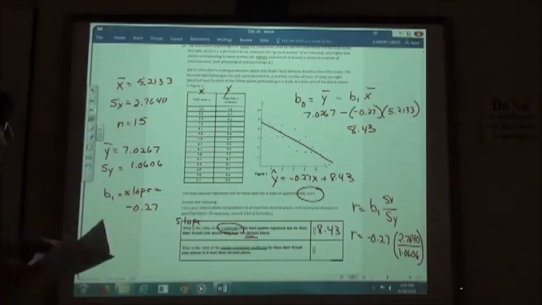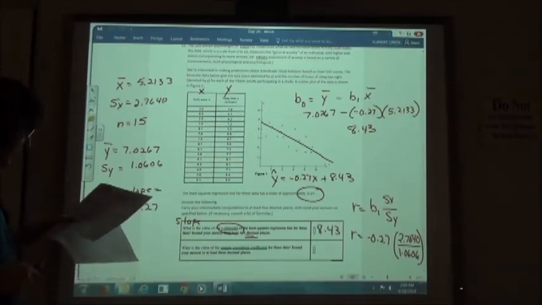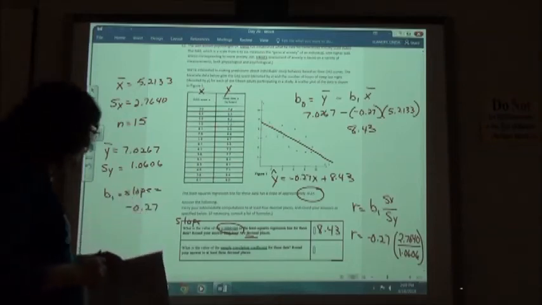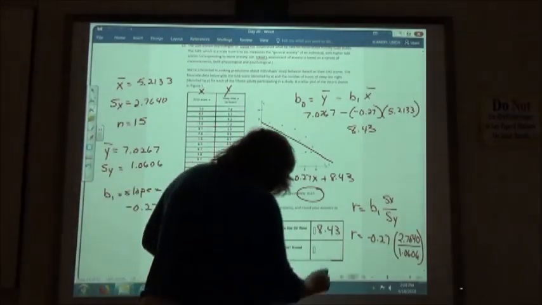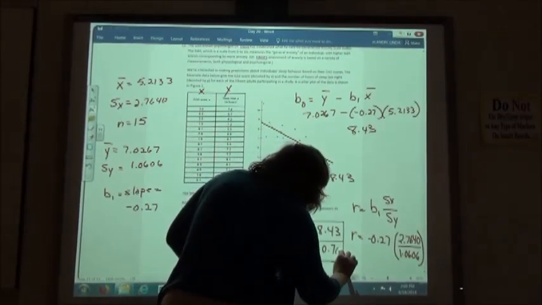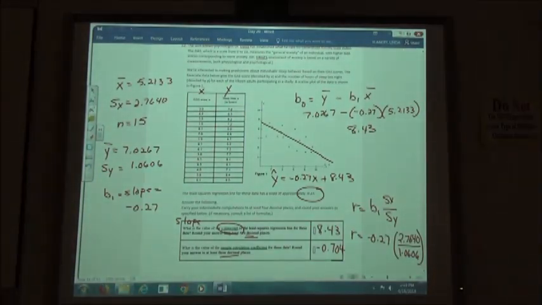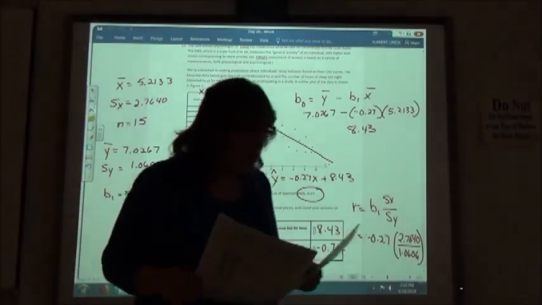We're just going to punch that into our calculator. So negative 0.27 times 2.7640 over 1.0606. Rounding off to 3 decimal places on this one, we should get negative 0.704. And again, depending on rounding, it may be different, but I did carry mine to 4 decimal places like they specified, so I should be pretty close. All right, that is the end of homework 20.